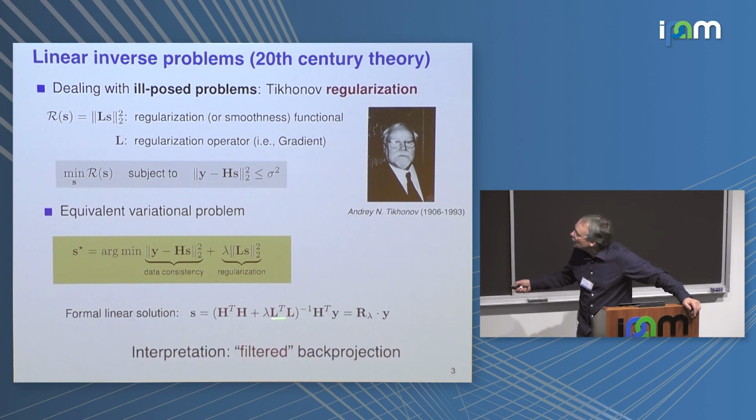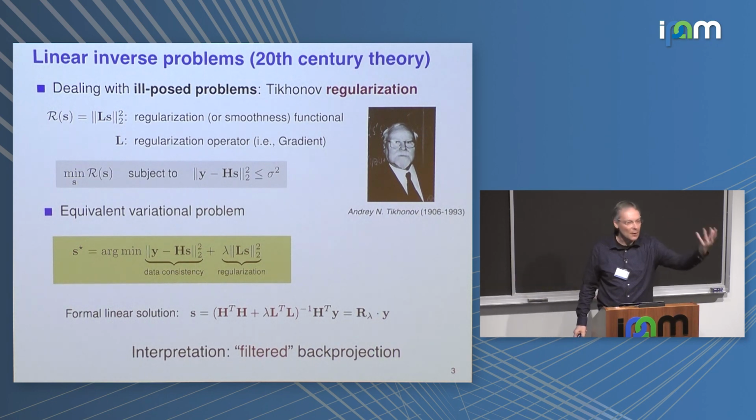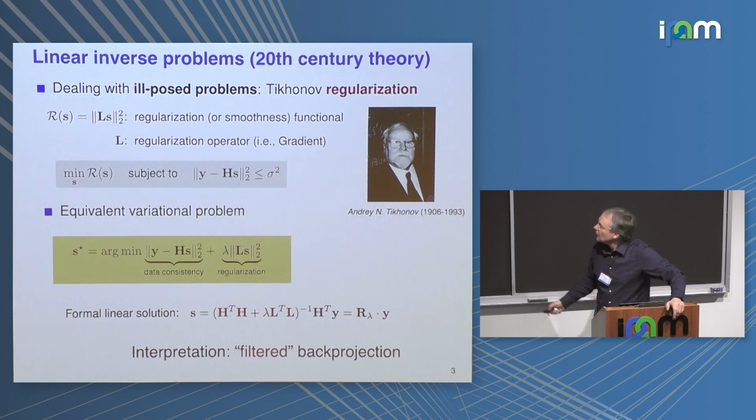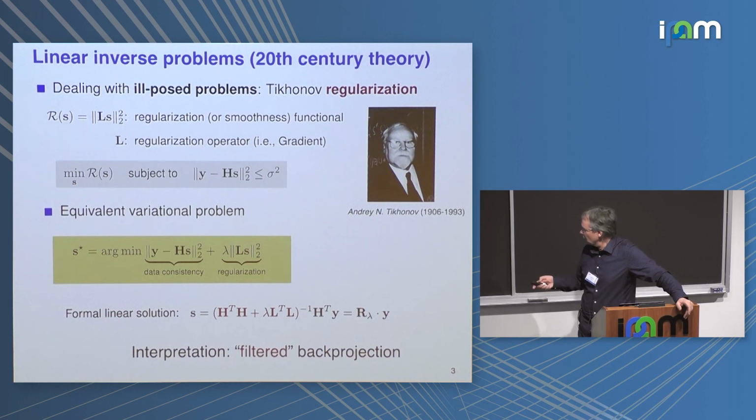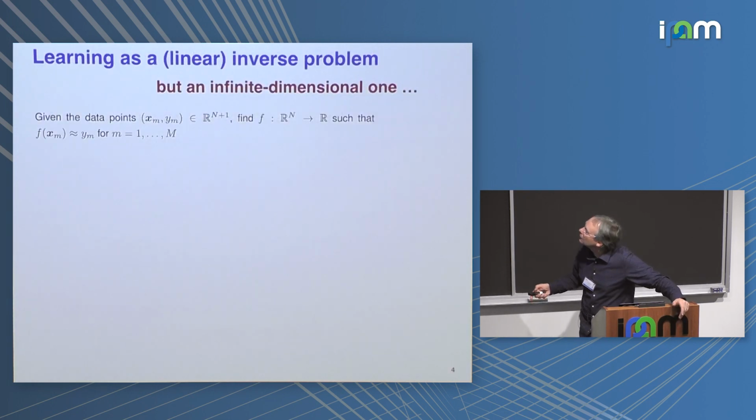Now if you just reinterpret this equation, this transpose here is the back projection operator. And the red part here, you can call it filtering, so that you have the filtered back projection algorithm. So that's very standard stuff.